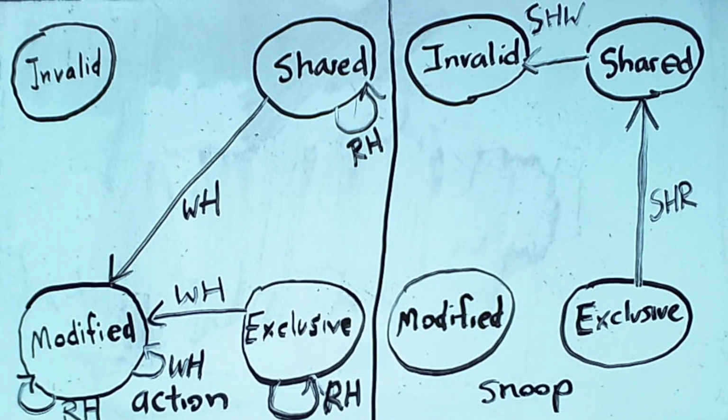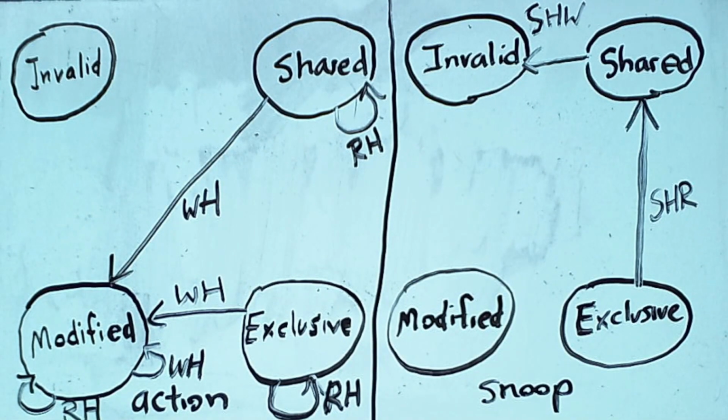Now, previously, one cache had it in an exclusive state and no other cache had it. The cache that had it in the exclusive state was snooping and went into a shared state. The cache that went from not having it at all to also now having a copy of it will also be in the shared state.